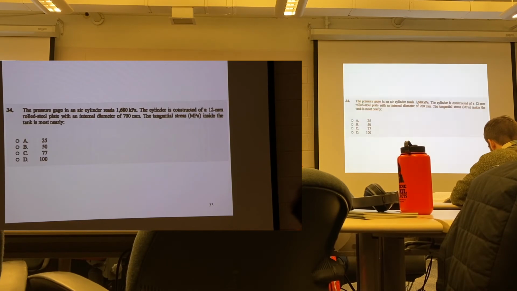Okay. Another one. The pressure gauge in an air cylinder reads 1680 kilopascal. The cylinder is constructed of 12 millimeter rolled steel plate with an internal diameter of 700 millimeter. The tangential stress inside the tank is almost nearly what? By the way, what is the tangential stress? Open longitude.